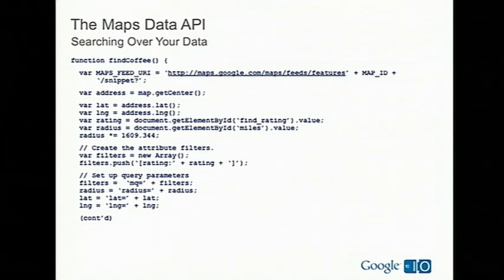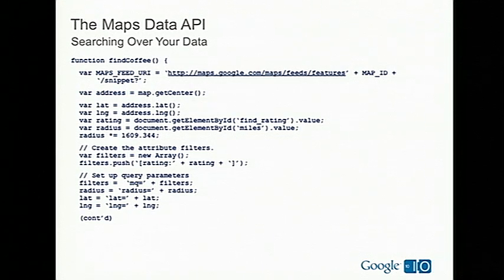So you see that I basically take the feature feed and just add the /snippet signal flag. I'm going to basically assume that I'm searching over the center of the map, so I just get the center of the map and give that the address. Now what I do here is extract the lat and the long from that address. And then I will extract the rating and the radius, and I'll multiply by 1609, which is the number of meters in a mile, if you live in a place outside the United States.